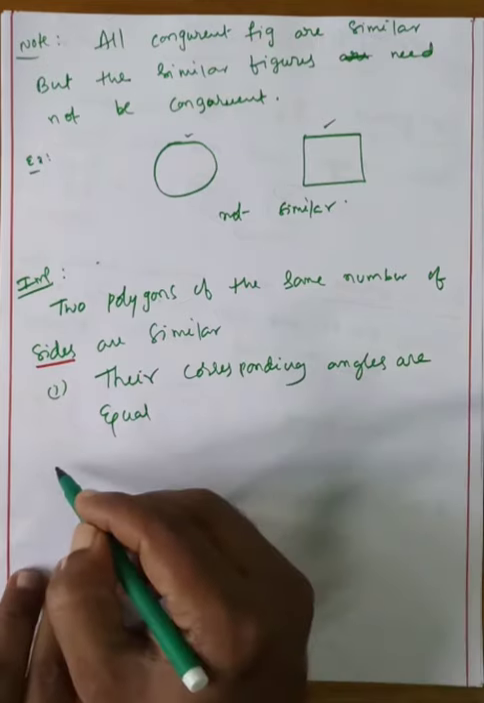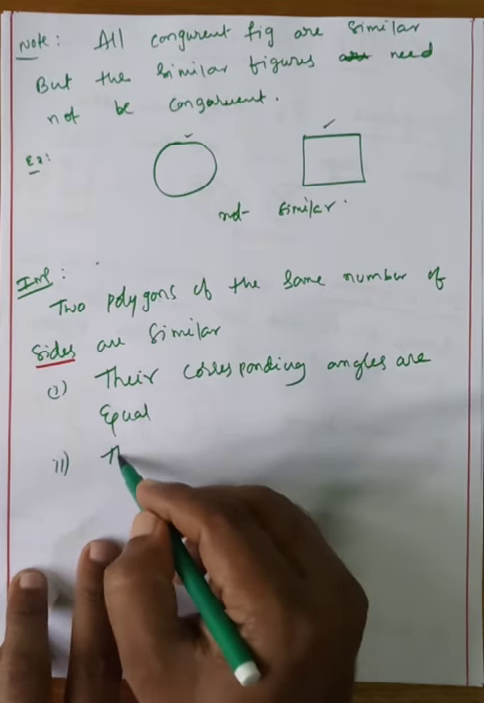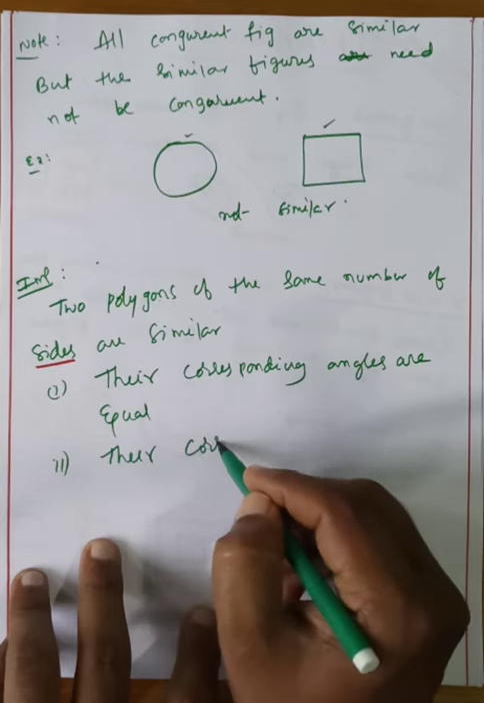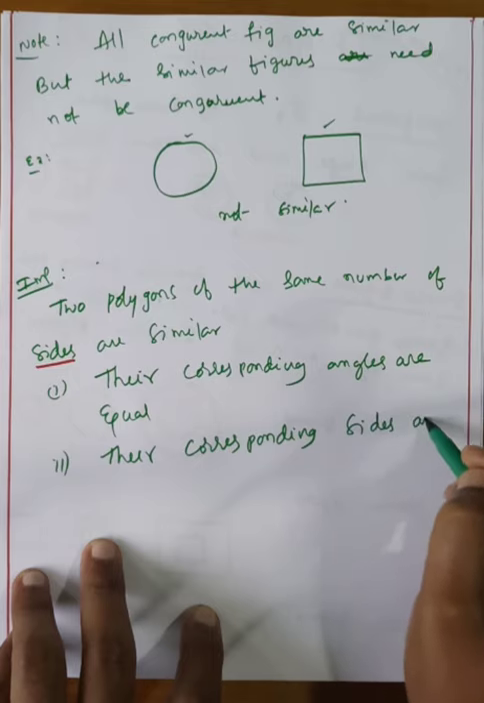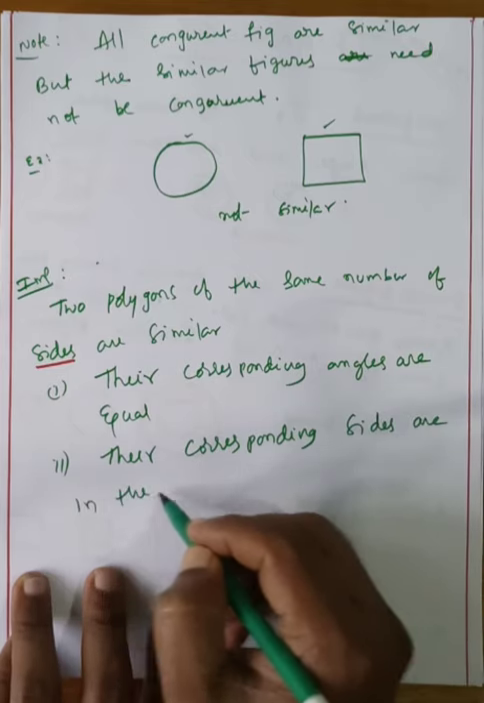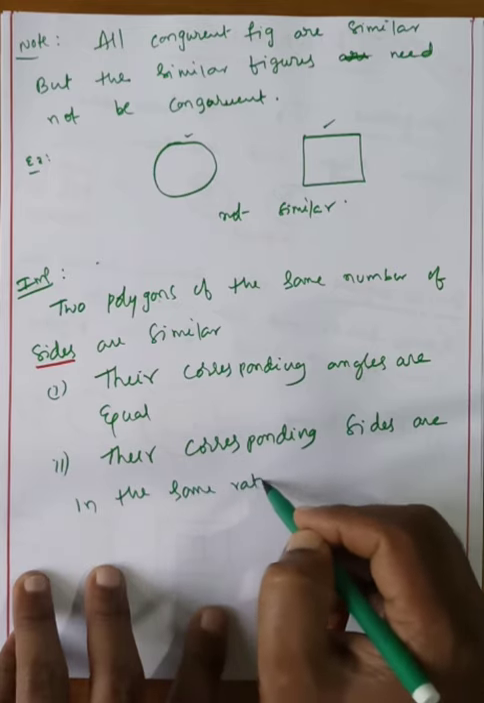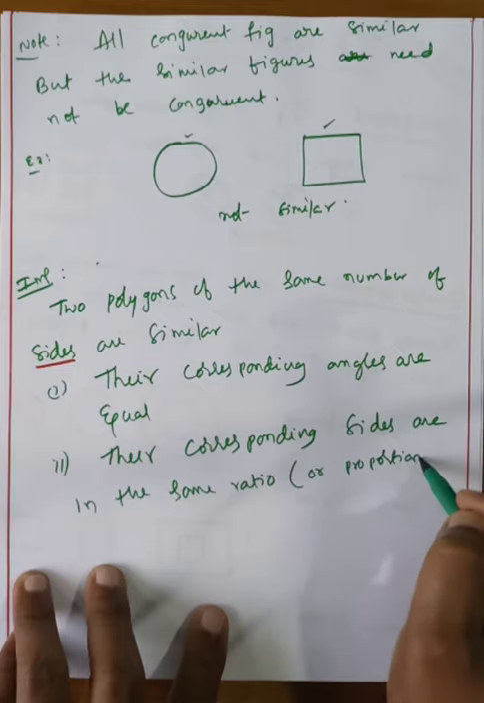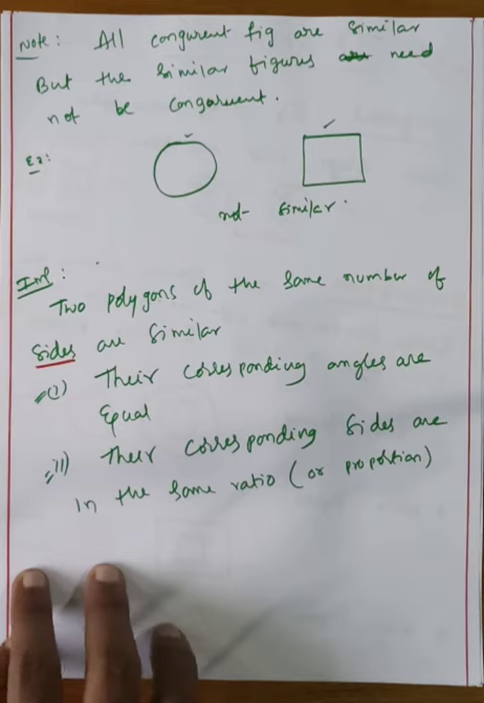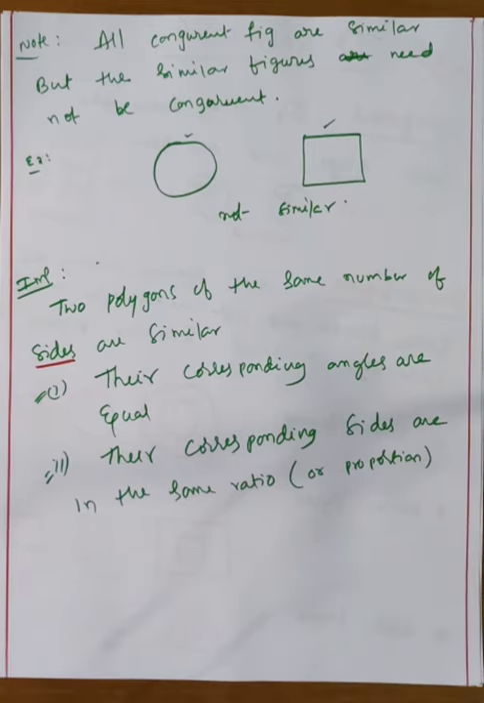Next one, corresponding sides are in the same ratio. Same ratio means proportion. These two properties must be satisfied, then the figures are said to be similar figures. First, those figures have the same number of sides. The corresponding angles are equal. The corresponding sides are in the same ratio. Then those figures are said to be 100% similar figures. Okay, my dear students.